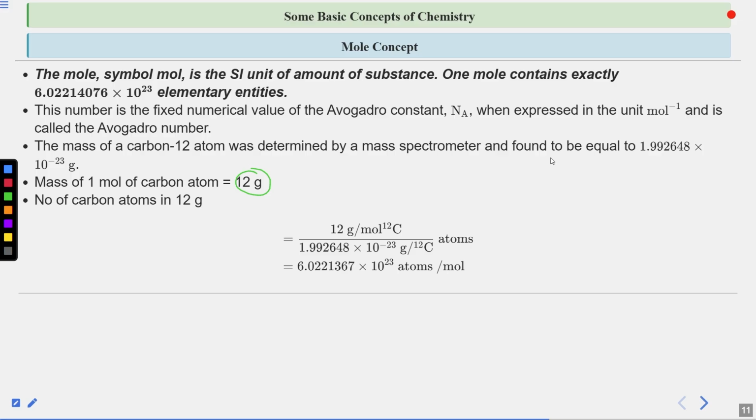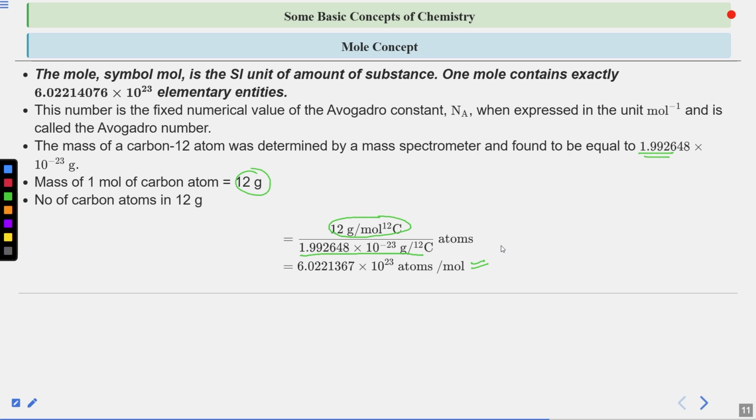So, how many carbon atoms will be present in 1 gram? We will just take the reciprocal of this. So we have taken 1 by 1.992648 into 10 to the power minus 23. This is the number of carbon atoms in 1 gram. Then the number of carbon atoms in 12 gram will be the multiple of the same. So 12 multiplied by the reciprocal of this will give you finally 6.0221367 into 10 to the power 23 atoms per mole. So this is the Avogadro constant that we have seen earlier.